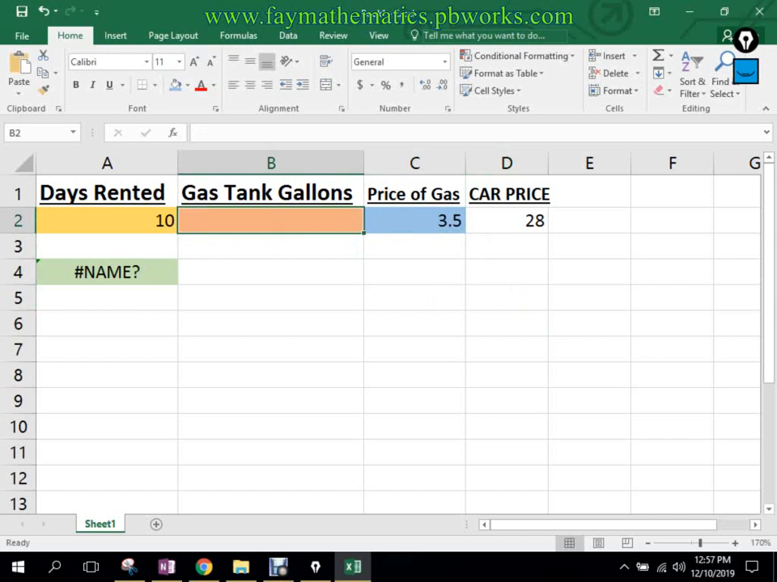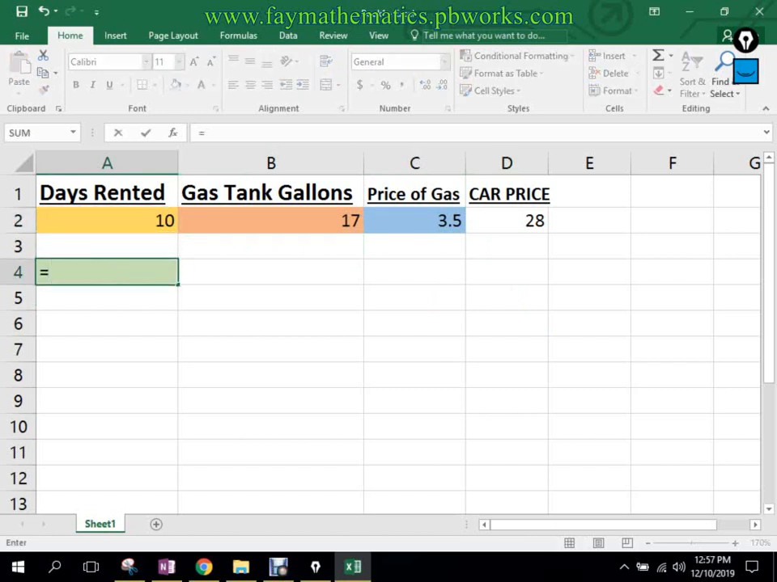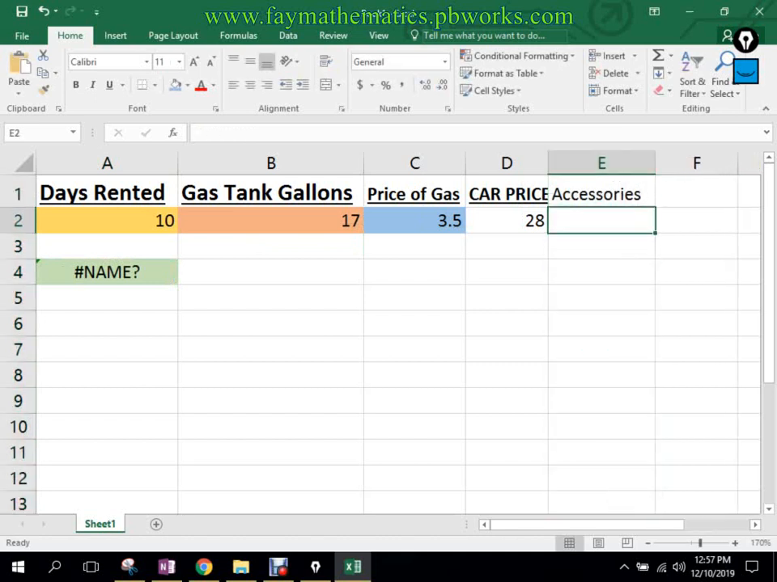Gas was at $3.50. Okay, and gallons of gas was 17 for our car, right? And I'm going to rent it for, let's just say, 10 days. So let's think about the equation that we just wrote. We said our equation was equal to, okay, now let's say we have accessories here. So that was our GPS, right? So that was what, $14.95? Okay.